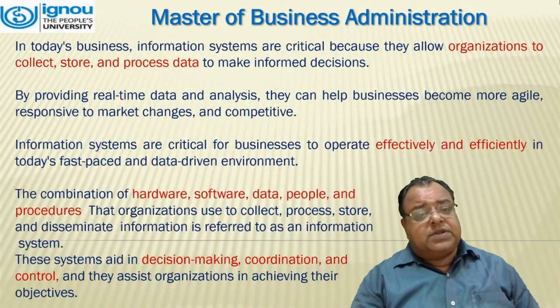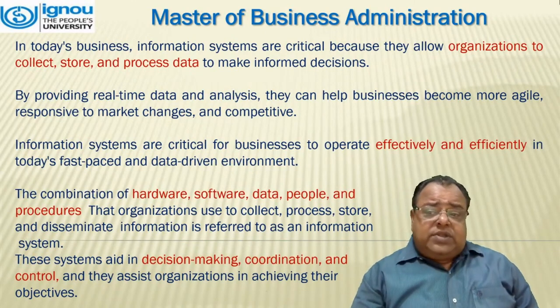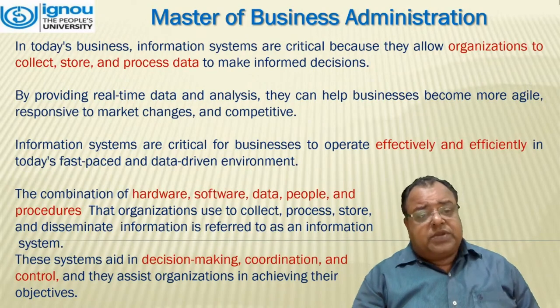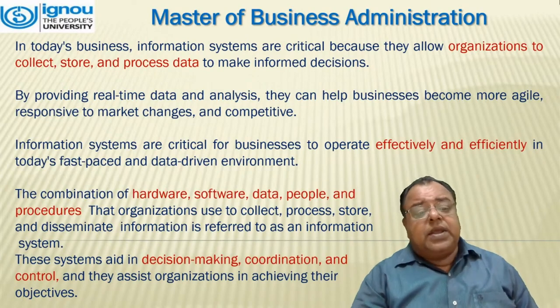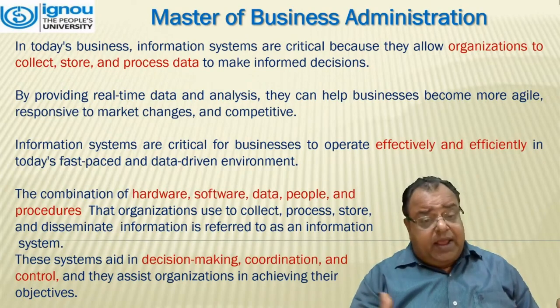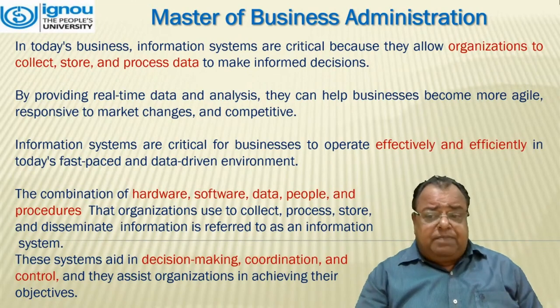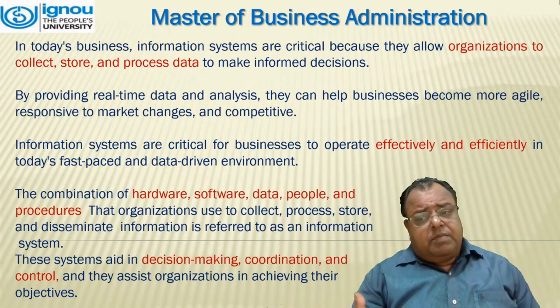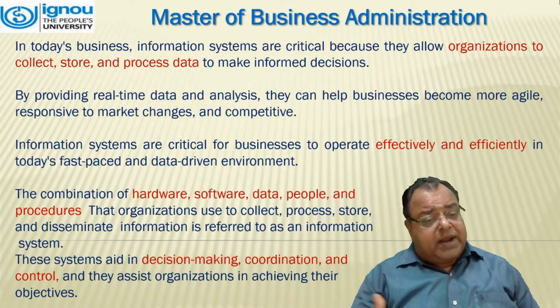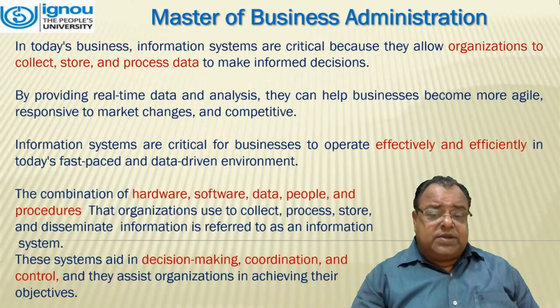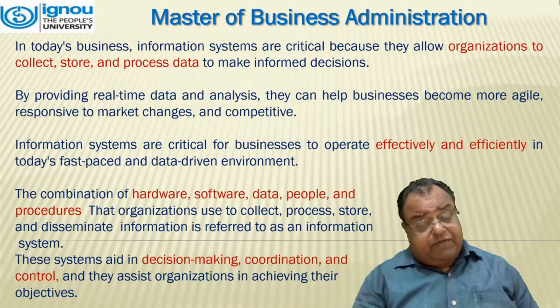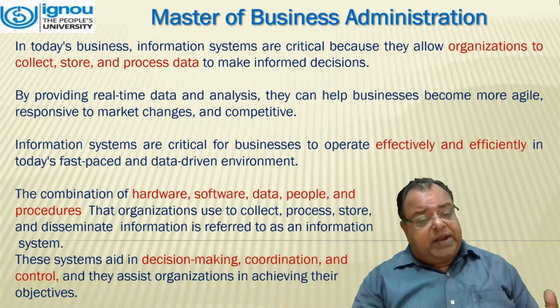In today's business, information systems are critical because they allow organizations to collect, store, and process data to make informed decisions. By providing real-time data and analysis, they can help businesses become more agile and responsive to market changes and competitors. Information systems are critical for businesses to operate effectively and efficiently in today's fast-paced and data-driven environment.